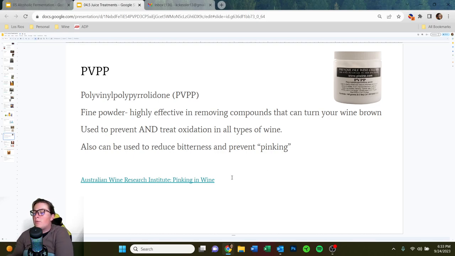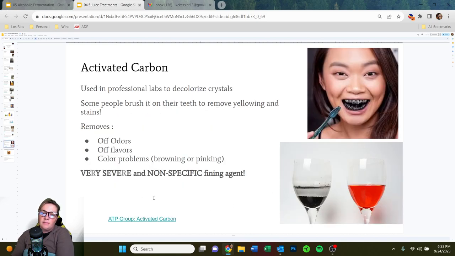Also, if you had a white wine that you pressed too hard and you extracted a lot of bitterness and even some of that color, PVPP will be your best friend. It'll help with both of those things.